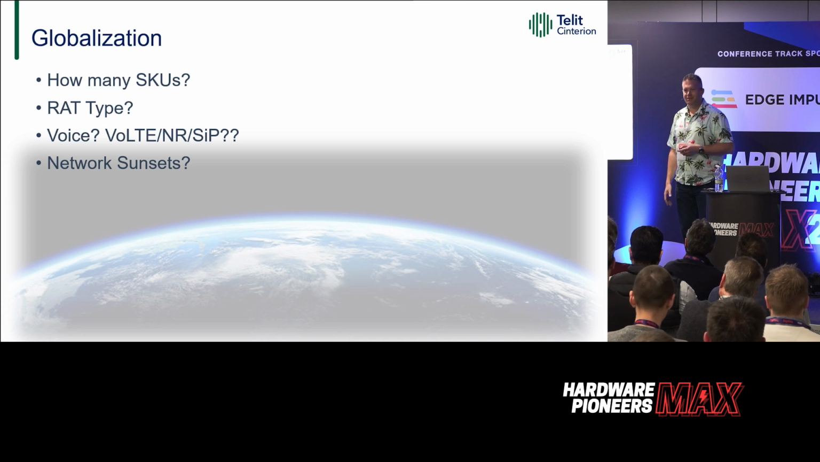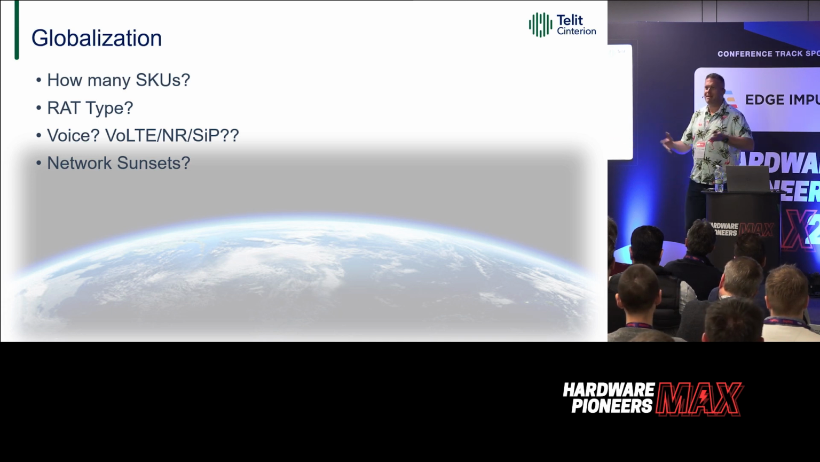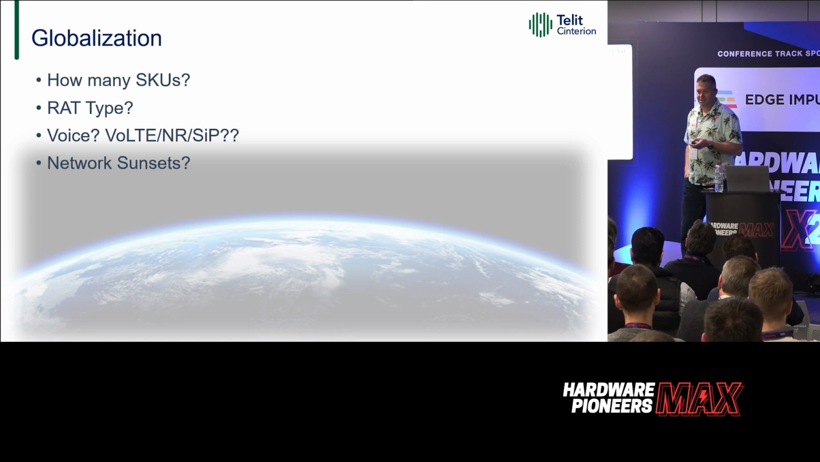Network sunsets. We all love a network sunset. It means we get to sell the same product to the same customer many, many, many times over the course of 20 years. Except it's a pain because it means every 5 to 10 years customers have to redesign their products and rethink absolutely everything.